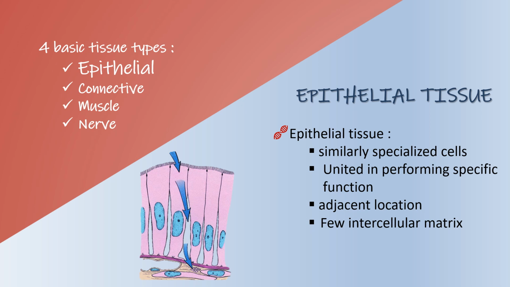The organs of the human body are composed of 4 basic tissue types: epithelial, connective, muscular, and nervous tissue. In this material, we focus on epithelial tissue. Epithelial tissue contains similarly specialized cells that are united in performing a specific function, and the cells in epithelial tissue are close to each other and contain little intercellular matrix.